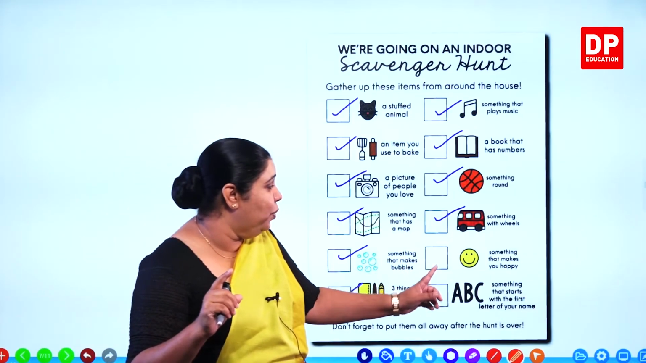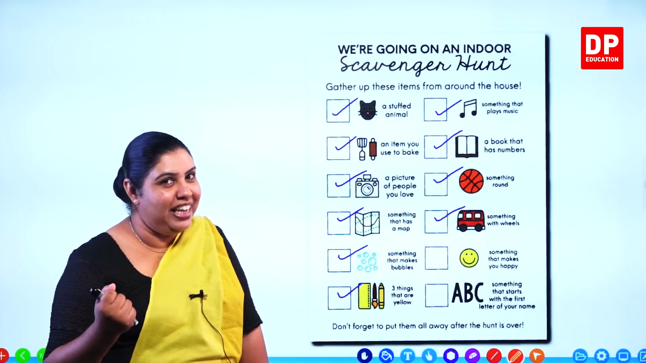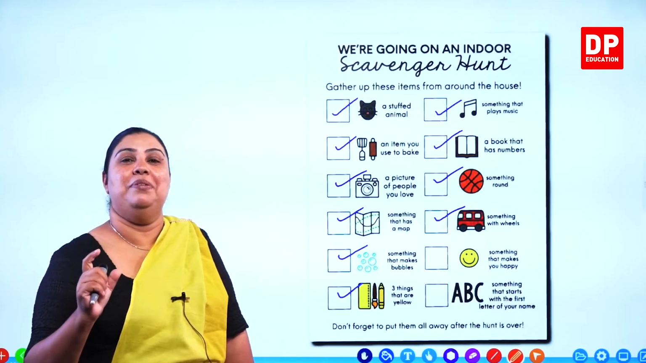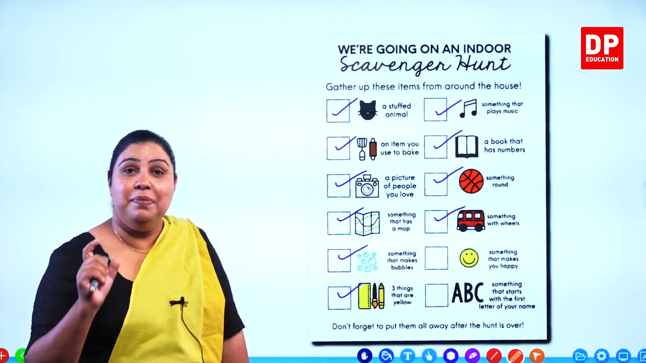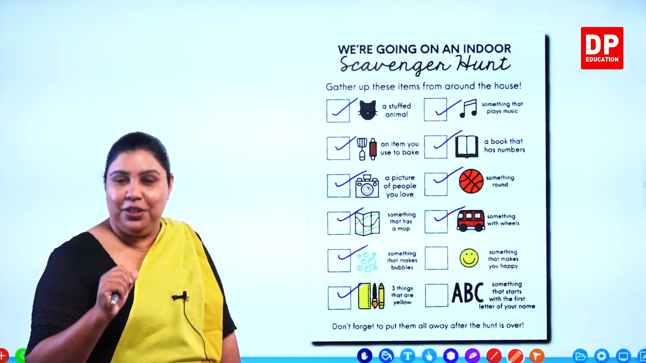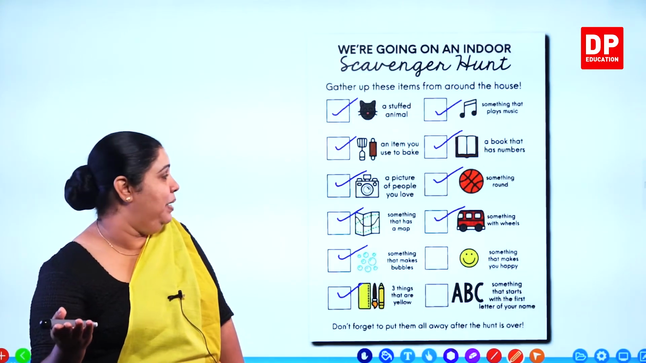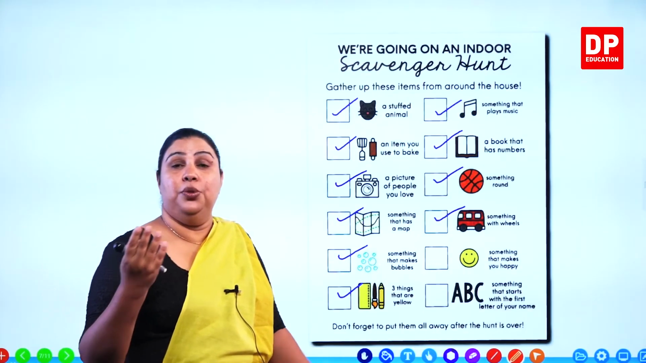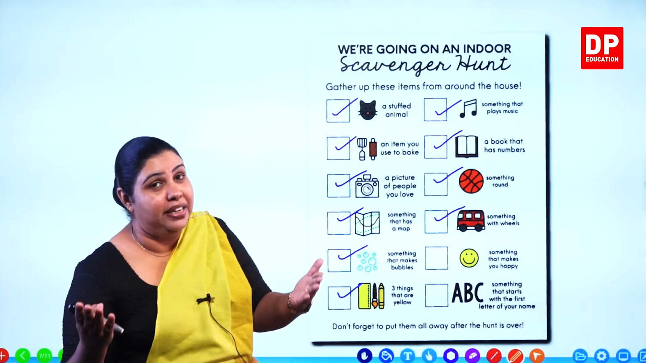Something that makes you happy. Maybe a piece of cake. We all will be very happy to have a piece of cake that will make you happy. So you can maybe bring something that you can eat or something that you can drink.